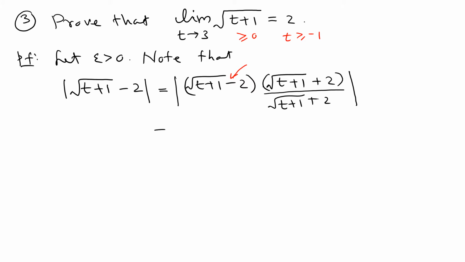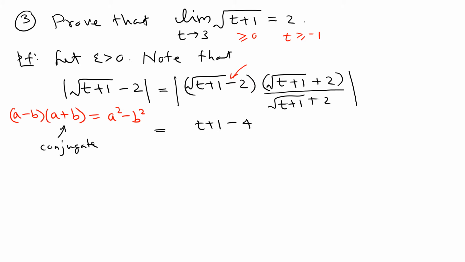Now you can see that when you multiply the top, we can use this result. We know that if you have a minus b times a plus b, you get a squared minus b squared. That's exactly the reason why we multiply by the conjugate. One is the conjugate of the other. Because of that, you square the first one, and you get t plus 1. Minus, when you square the second one, you get 4. So that's what you get for the top.